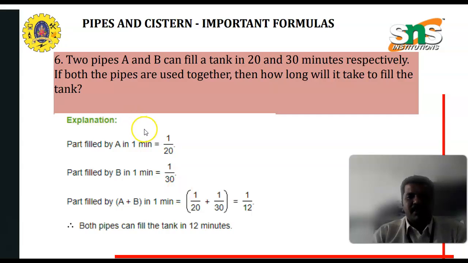That is the formula which can be used here, 1 by x plus 1 by y. That is the two pipes problem. Here the two pipes A and B can fill the tank in 20 and 30 minutes respectively. If both pipes are used together, then how long will it take to fill the tank? Combined together, they can fill the overall tank in only 12 minutes.